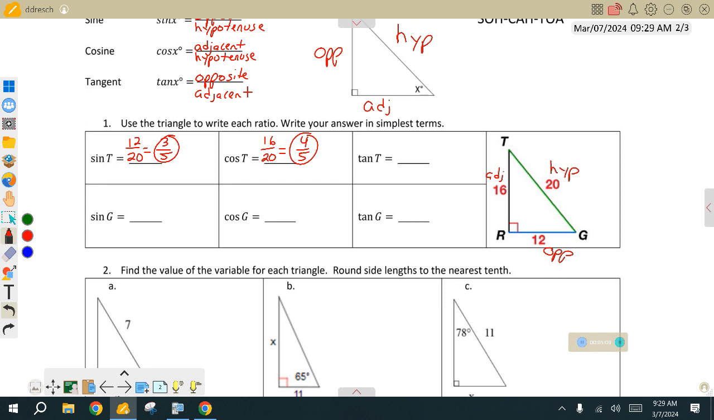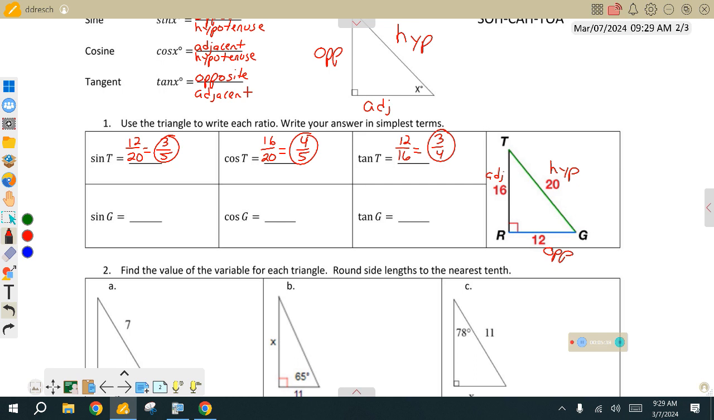I think it's 12 to 16, right? You good, Brianna? Okay, 12 to 16, which reduces by, which is? We got to make sure we're good here first. If you cannot do that, you're done for. If you can't set up opposite, adjacent, hypotenuse and write those ratios, you're going to be in trouble. All right. Now go do the next one. Go do G. Okay.